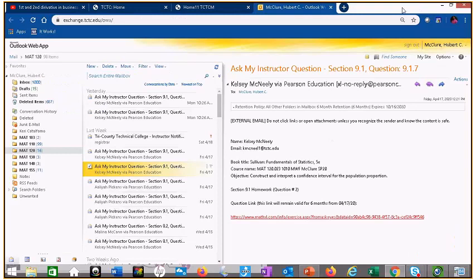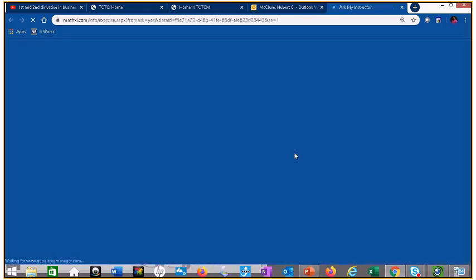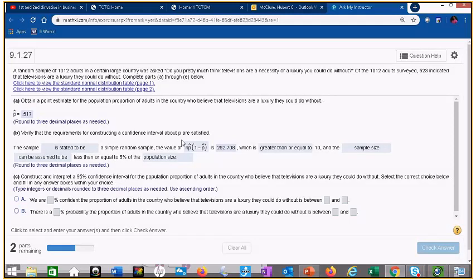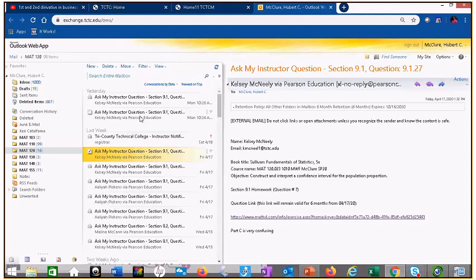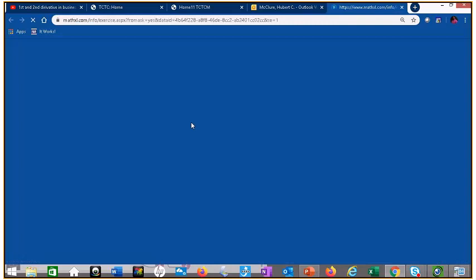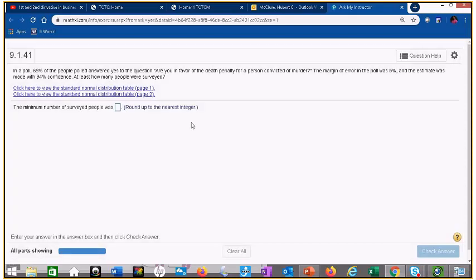I think the rest of them are repeats, but we'll go ahead and see. 9.127/7. Yeah, I think we've done one like this one. Yep, we did one like that one. In fact, that was 2 questions ago, I believe. Let's see if this one's a repeat. 41/10. I need to send him a message right quick.